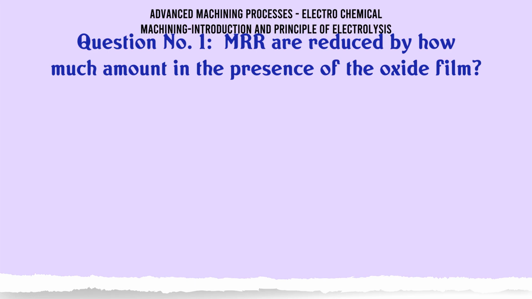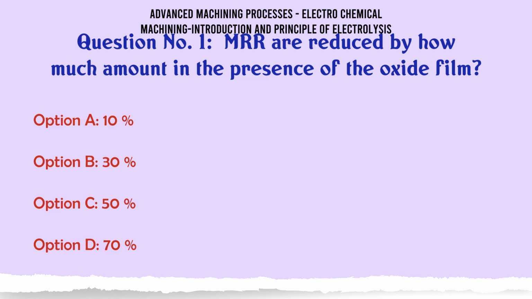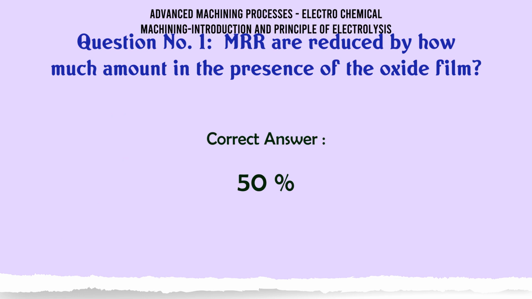MRR are reduced by how much amount in the presence of the oxide film? A. 10, B. 30, C. 50, D. 70. The correct answer is 50.